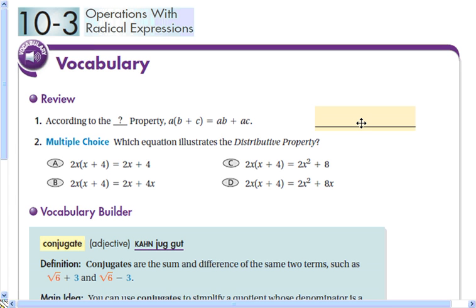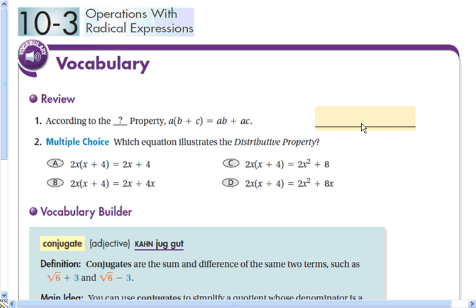Hey students, this is lesson 10.3, operations with radical expressions. We're going to learn how to simplify sums and differences of radical expressions and to simplify products and quotients of radical expressions. There's an important word here in the vocab. Make sure you take a look closely at that.